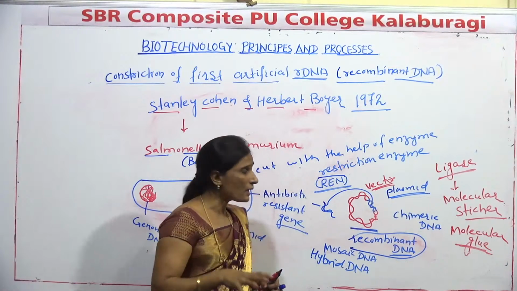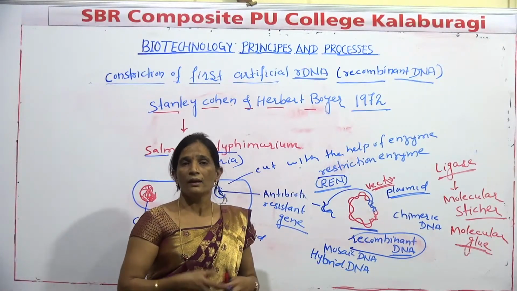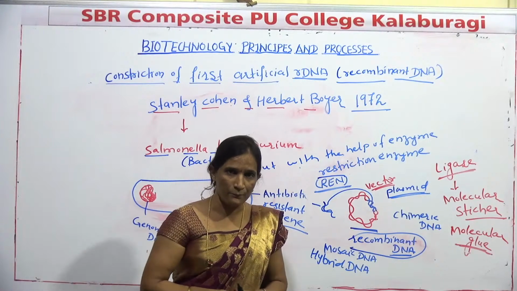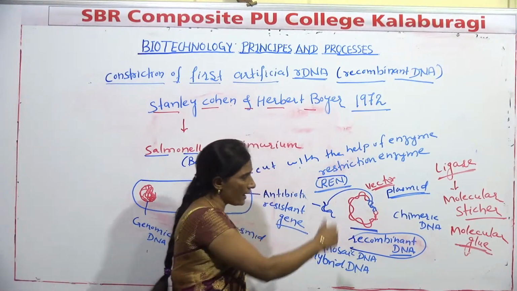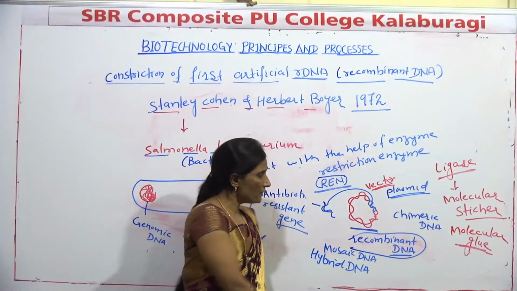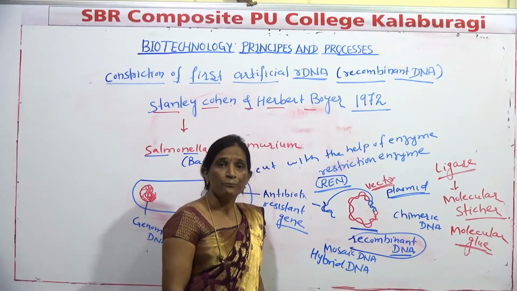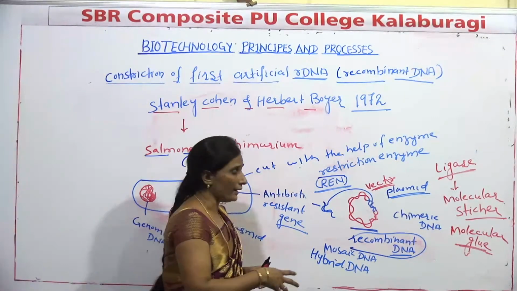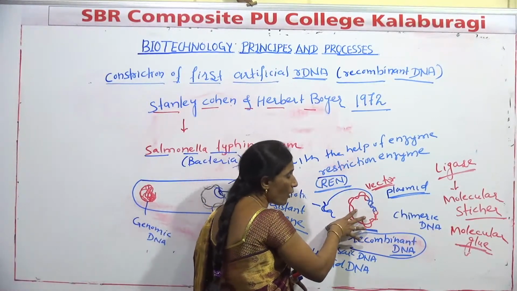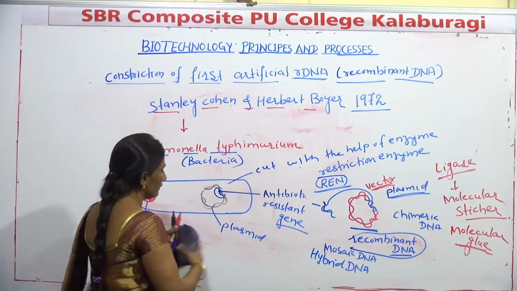Due to the discovery of the restriction endonuclease as well as the ligase enzyme, it is now possible to construct the recombinant DNA. Is it clear? Now, this recombinant DNA is transferred into the vein.